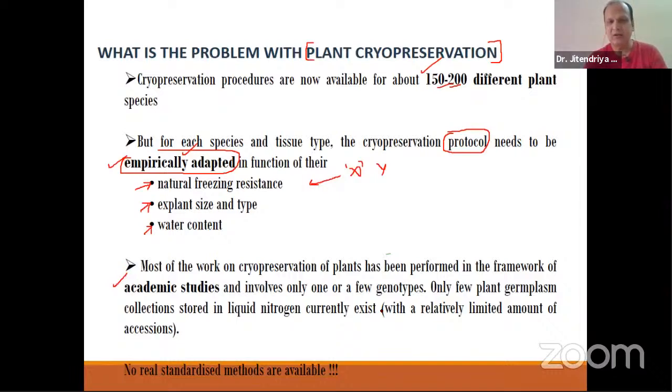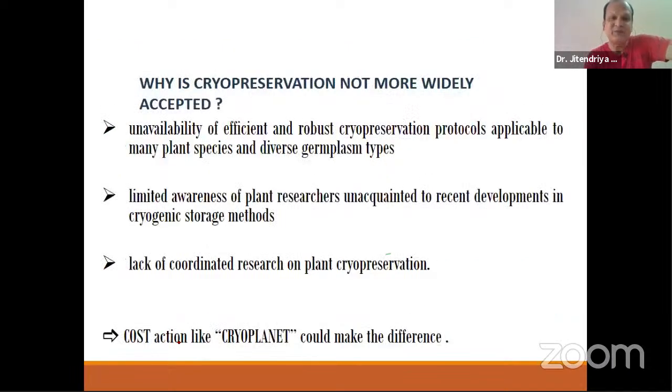Okay. And you can say that only a few plant germplasm collections are stored in liquid nitrogen, not all. Very limited amount. Because for that reason, you also have to maintain such a liquid nitrogen storage. And also you can say that there are no really standardized methods available. In some plants, you can prefer different dry protectants. In some cases, different. For that reason, you have to make a standardized protocol for your need whenever it is required.